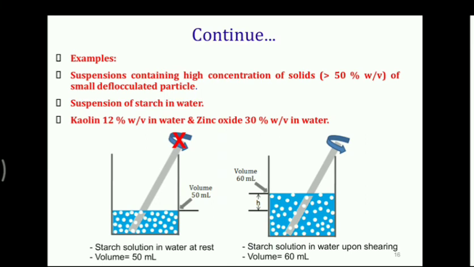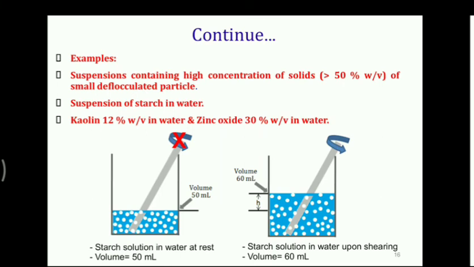What are the examples of dilatant system? A suspension containing a high concentration of solid, generally more than 50% weight by volume, of small deflocculated particles. Examples: suspension of starch in water, kaolin at 12% weight by volume in water, zinc oxide at 30% weight by volume in water.